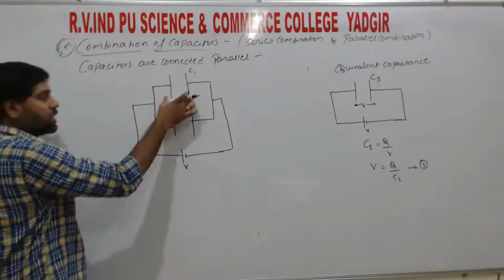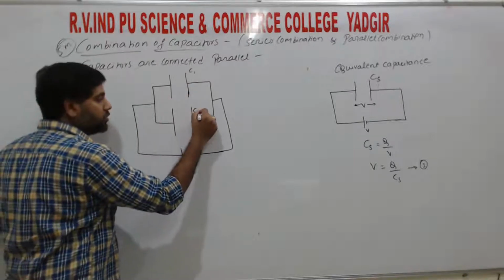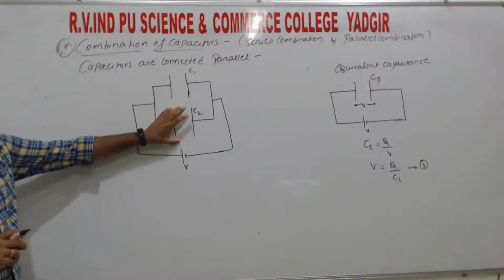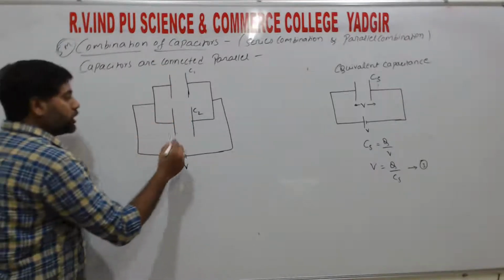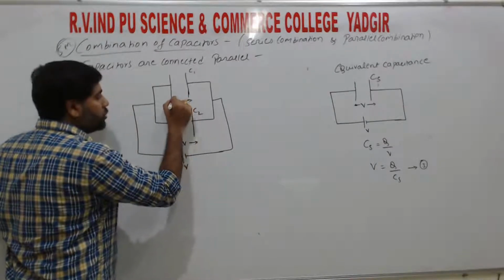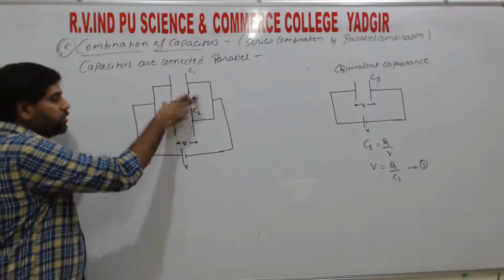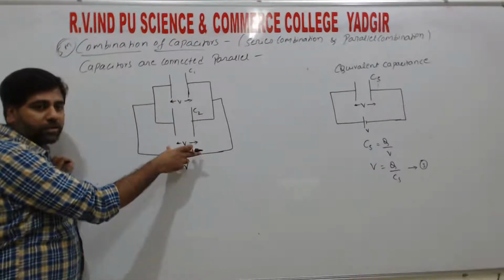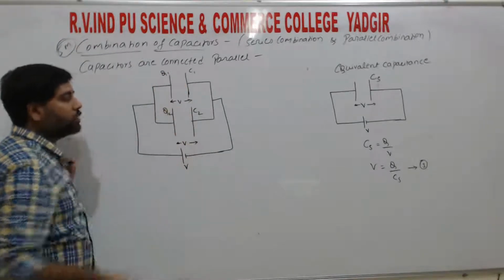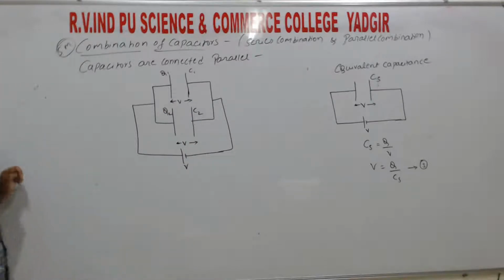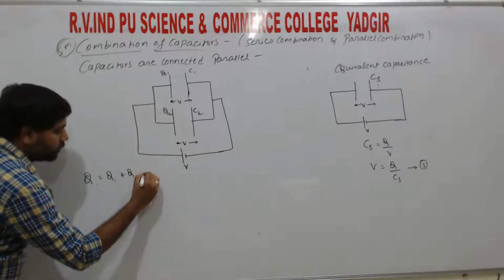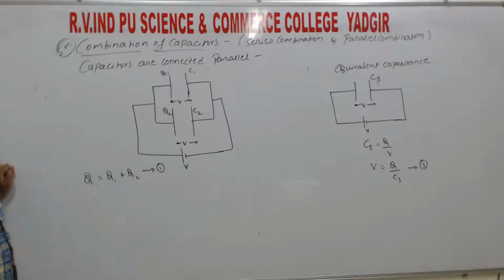Here the charge is divided between the two capacitors. C1 is the capacitance of the first capacitor and C2 is the capacitance of the second capacitor. The potential across those two capacitors always remains the same; in parallel, the potential is the same across the combination. The charges are divided as Q1 and Q2, so the total charge Q is equal to Q1 plus Q2. Calling this equation 1.